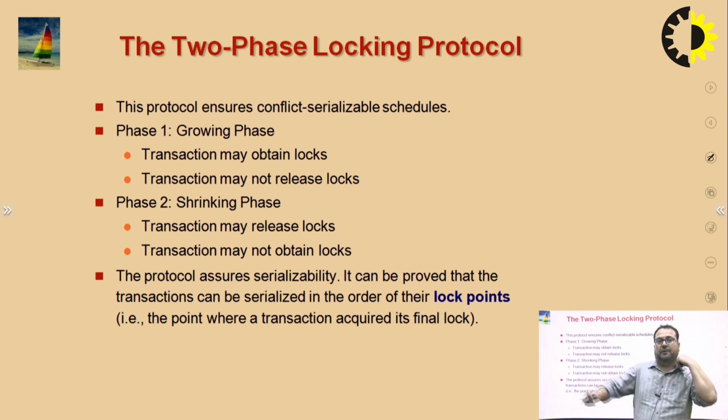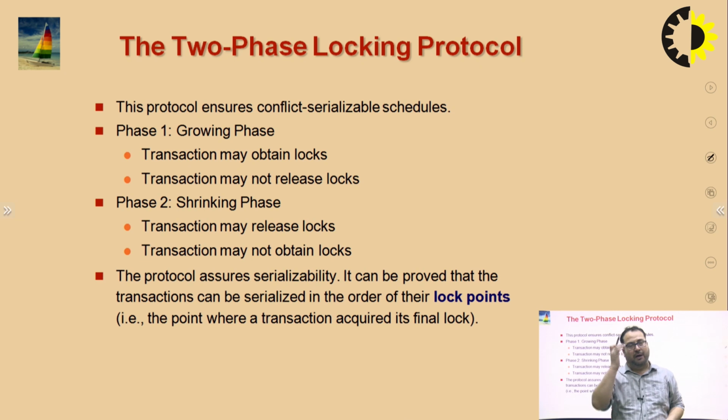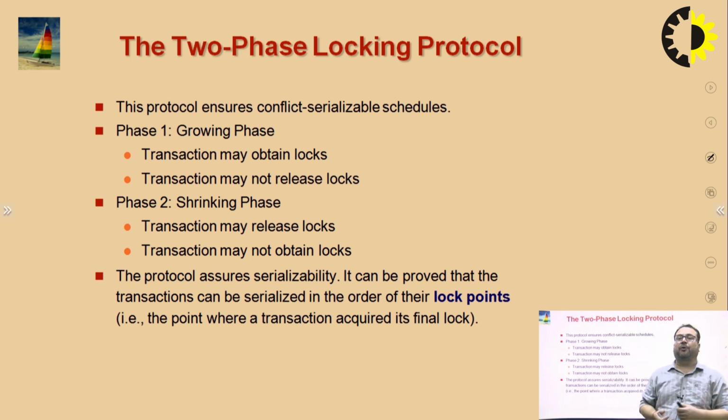We have discussed what locks are and what the types of locks are, and based on those locks, there is a protocol called the two-phase locking protocol. This is a very good protocol for the concurrency control manager. The two-phase locking protocol says that every transaction must have only two phases, not more than that.